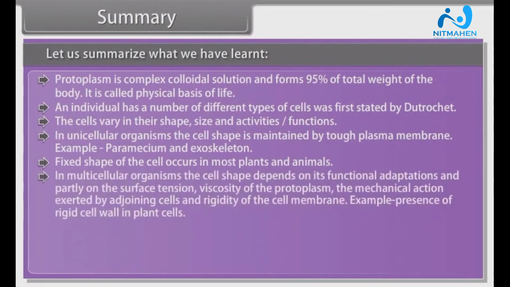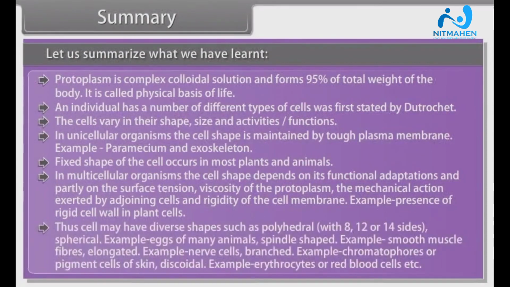In multicellular organisms, the cell shape depends on its functional adaptations and partly on the surface tension, viscosity of the protoplasm, the mechanical action exerted by adjoining cells, and rigidity of the cell membrane. Example, presence of a rigid cell wall in plant cells.